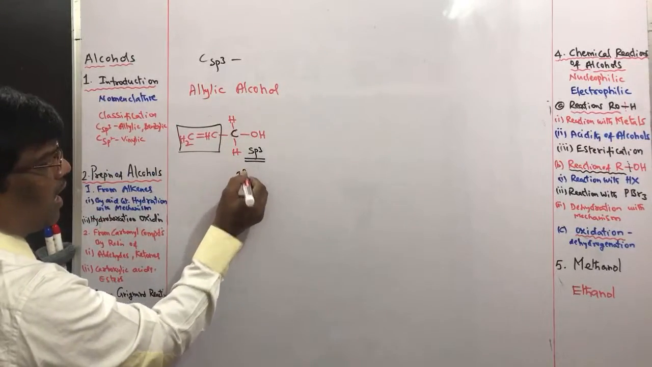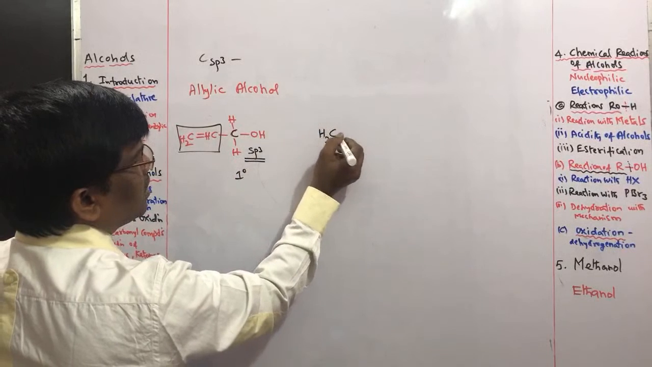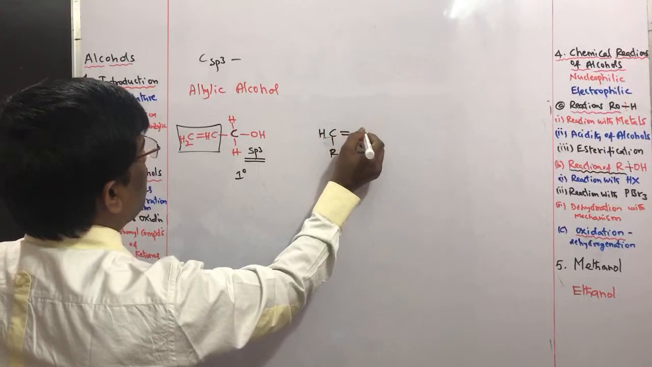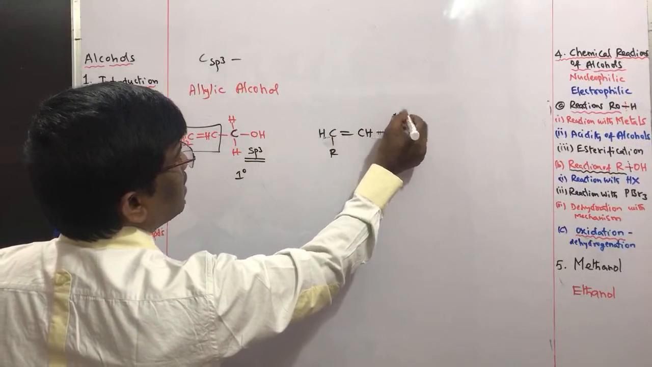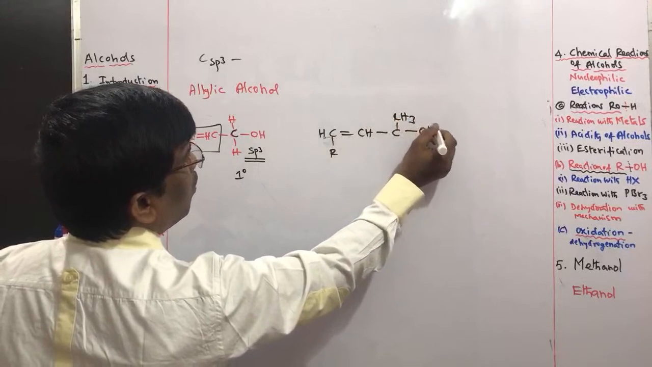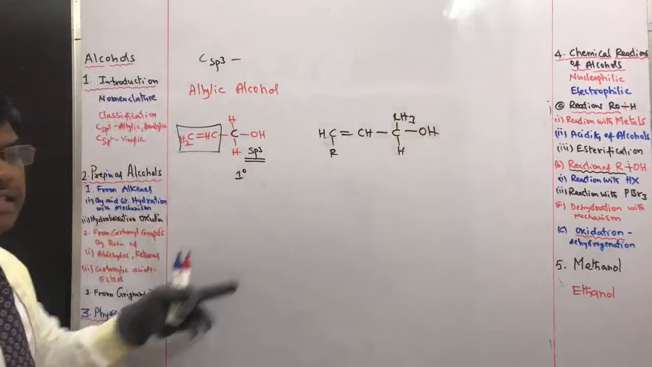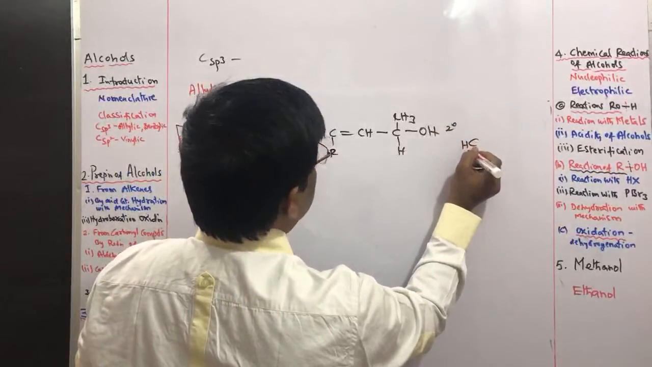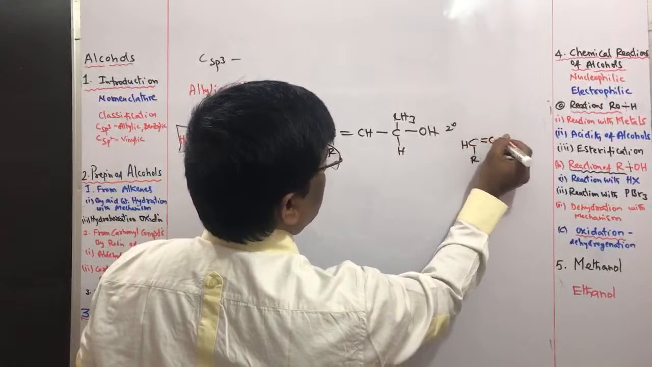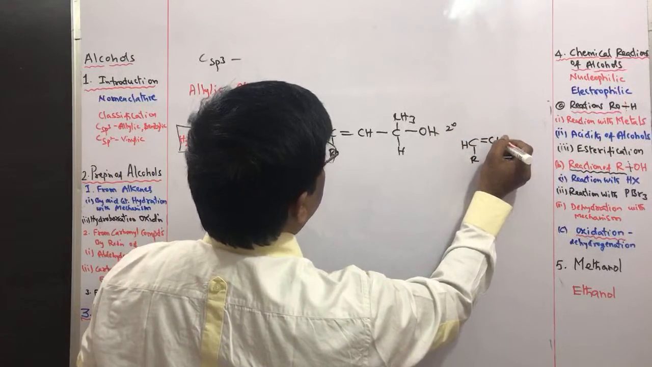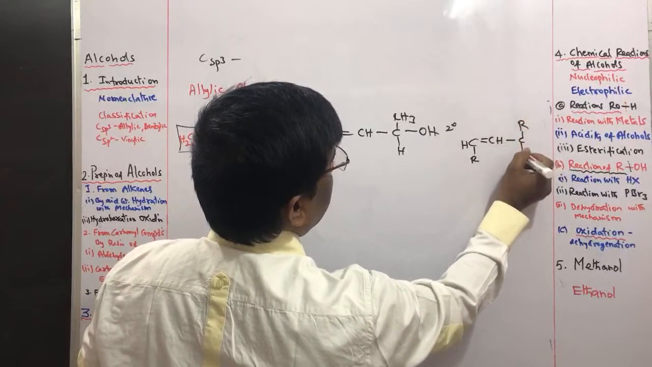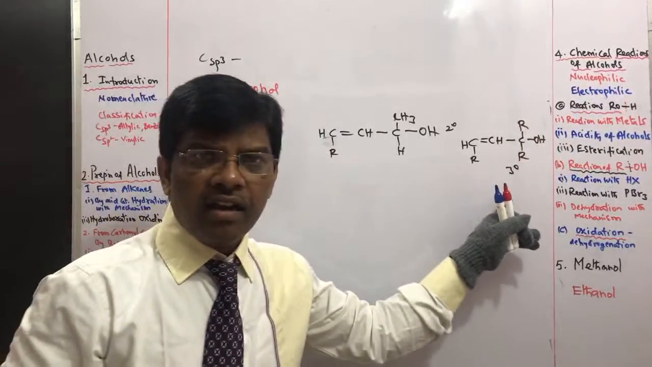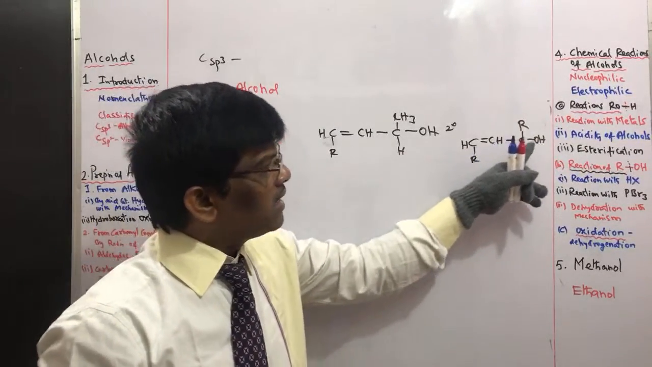This is a primary allyl alcohol. When it comes to CH2, or it can be CH double bond CH and CH3, or OH and hydrogen, this is a secondary allyl alcohol. And if I write CH double bond CH, with R and R, it is a tertiary alcohol of allylic alcohol. Though it is an allylic alcohol, it is a tertiary alcohol.